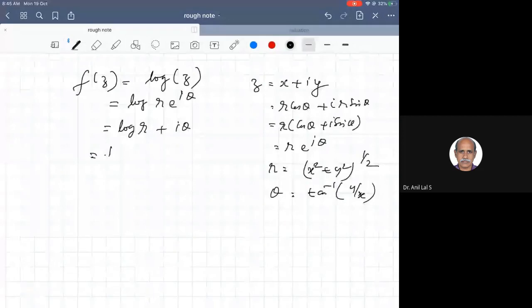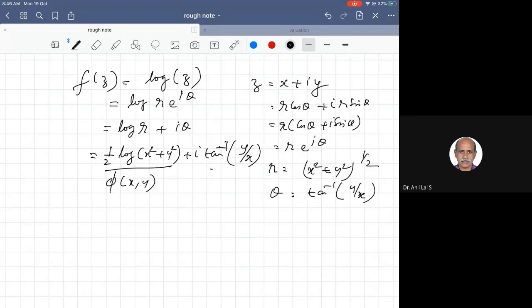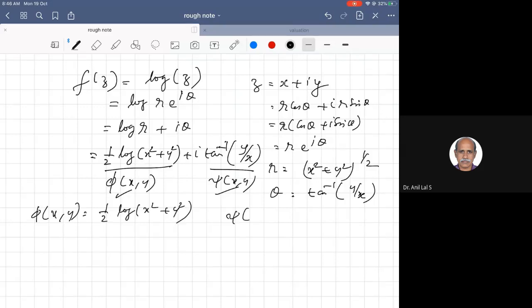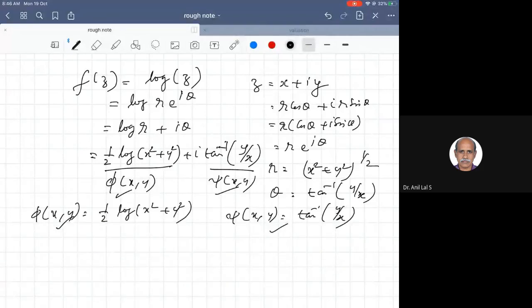So with that it becomes logarithm of x squared plus y squared plus i into tan inverse y by x. As per our definition, this is phi of x,y, and this is psi of x,y. Let us see what kind of flow is described using phi of x,y equal to half of logarithm of x squared plus y squared, and psi of x,y equal to tan inverse y by x. You can identify the flow by plotting the iso contours.